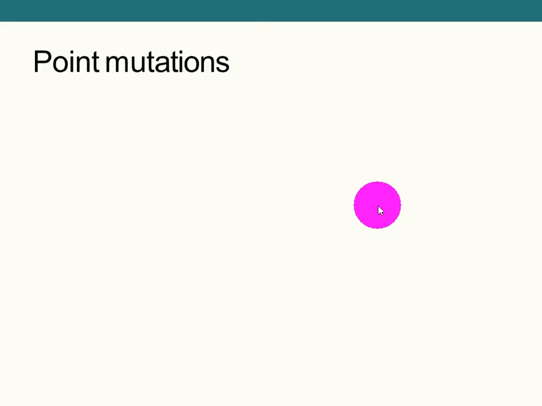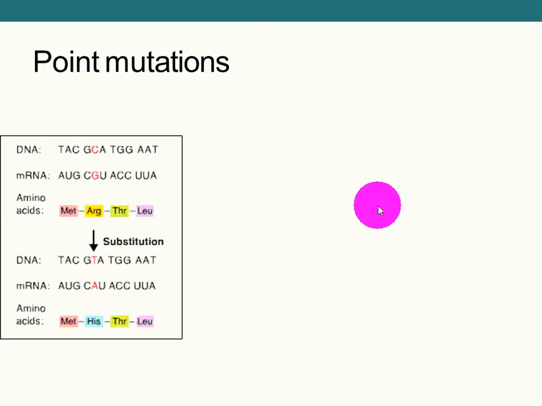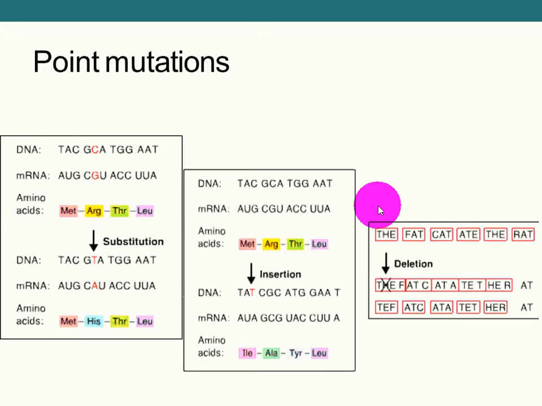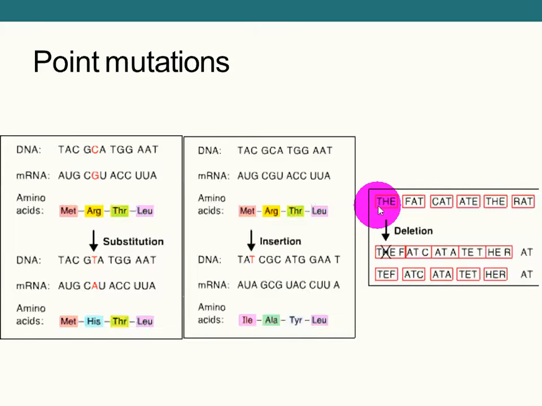So what we're going to look at right now is called a point mutation. Point mutation means it happens to only one letter, one nucleotide. So you can see right here, they're showing you your piece of DNA.